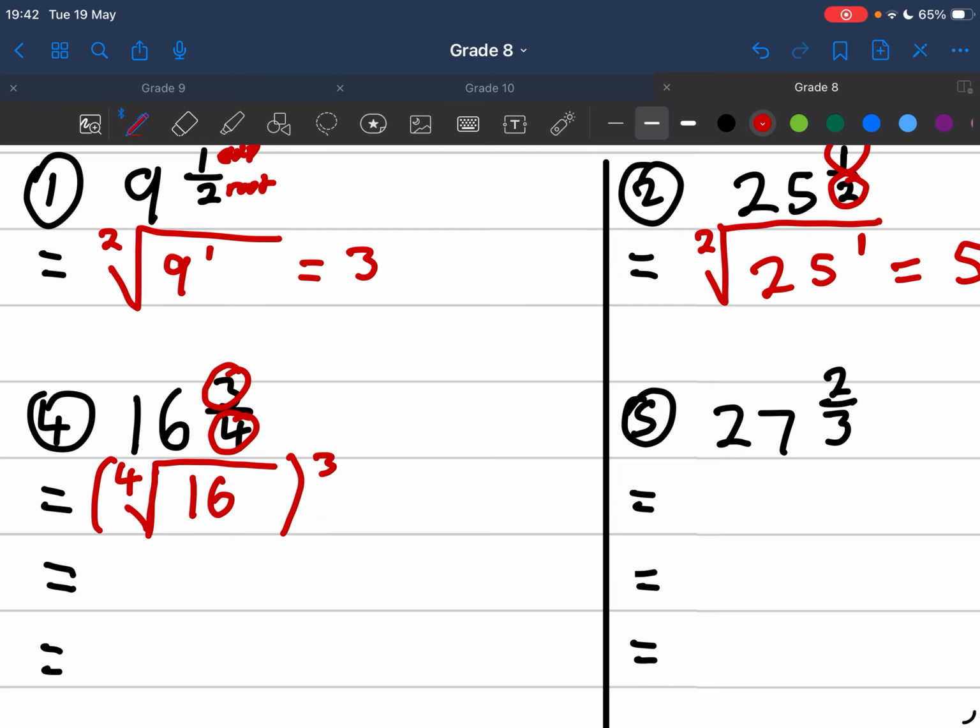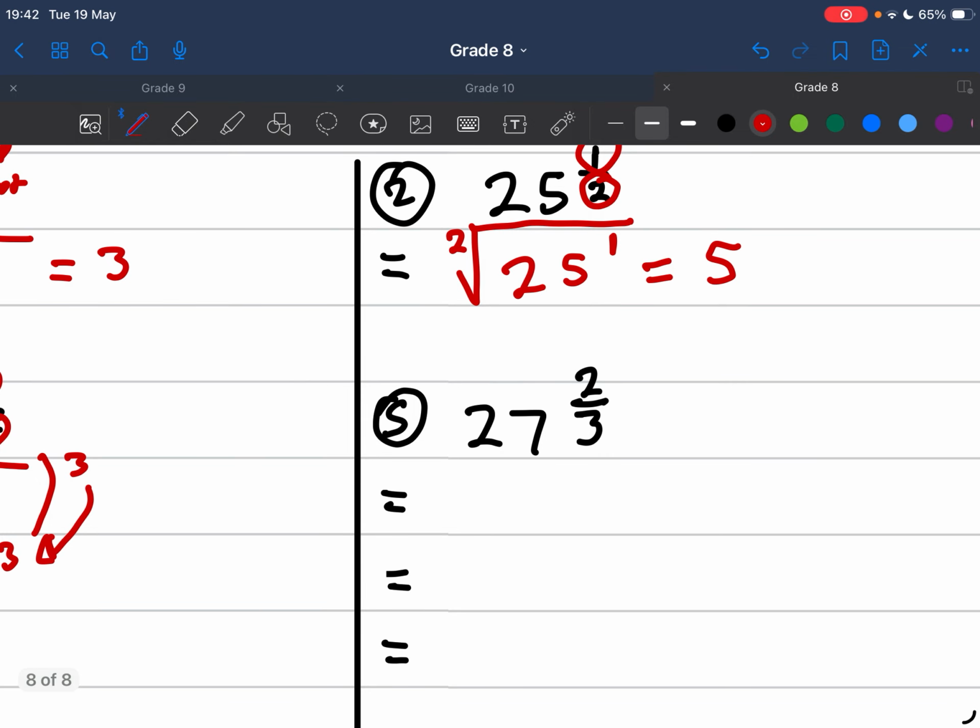Now, why am I doing it like that? The reason is because we can find the fourth root of 16. That is 2. And you can just cube that by bringing that cube to the next line, and that becomes 8. It's sometimes easier to solve it when the root is done first. So let's try that again.